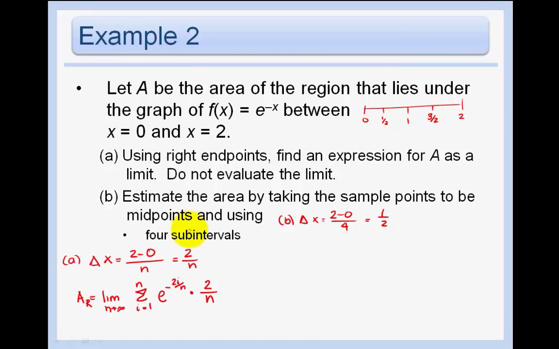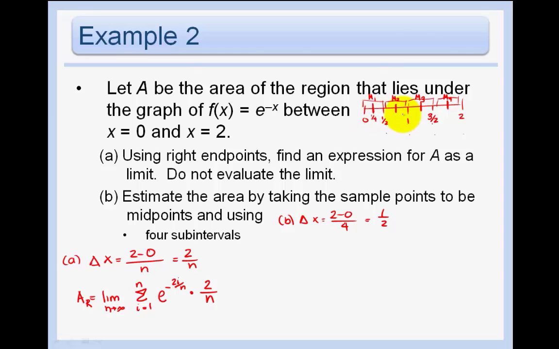Okay. But now I want to use midpoints. So this would have been left 1, left 2, left 3, left 4. This would have been right 1, right 2, right 3, right 4. But I don't want either of those. I want midpoints. I want in the middle. So here are my rectangles, 4 of them, and I want in the middle of them. So this is going to be my first one, my second one, my third one, and my fourth one.